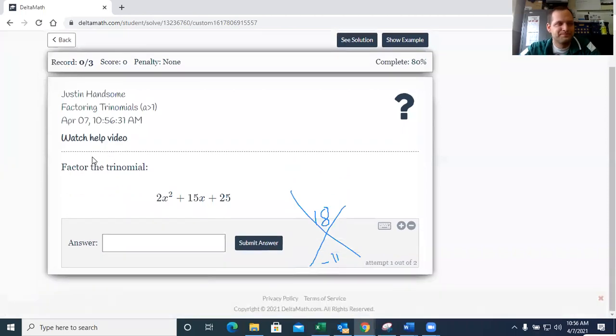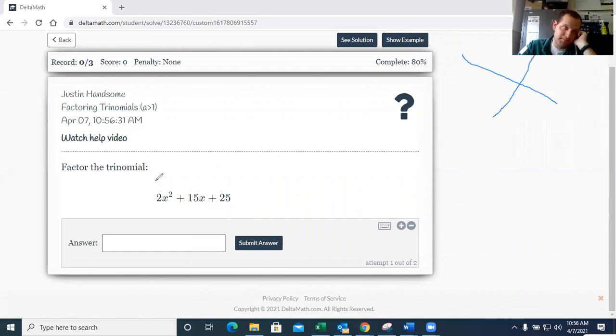Factoring trinomials. Okay. So with these ones, it is a little bit trickier, just a little bit. I'm going to go through and do these ones by hand. The top number, when you have to multiply the 2 and the 25. So we need to find two numbers that multiply to be 50, but add to be 15.